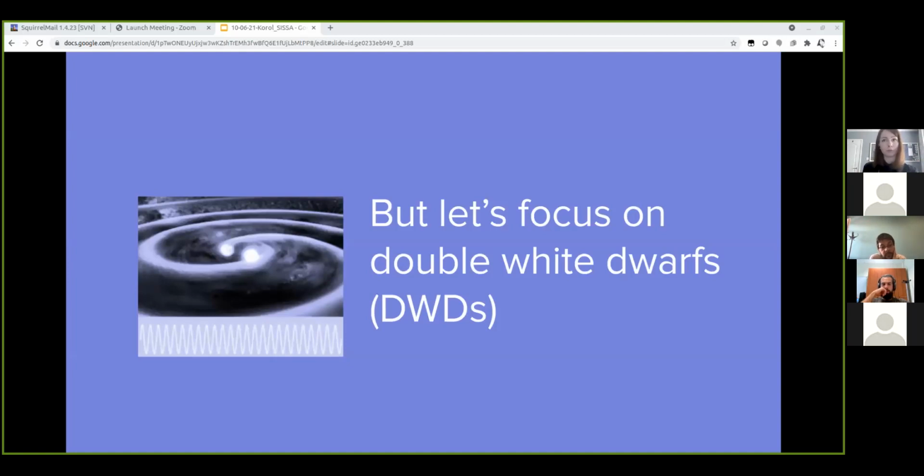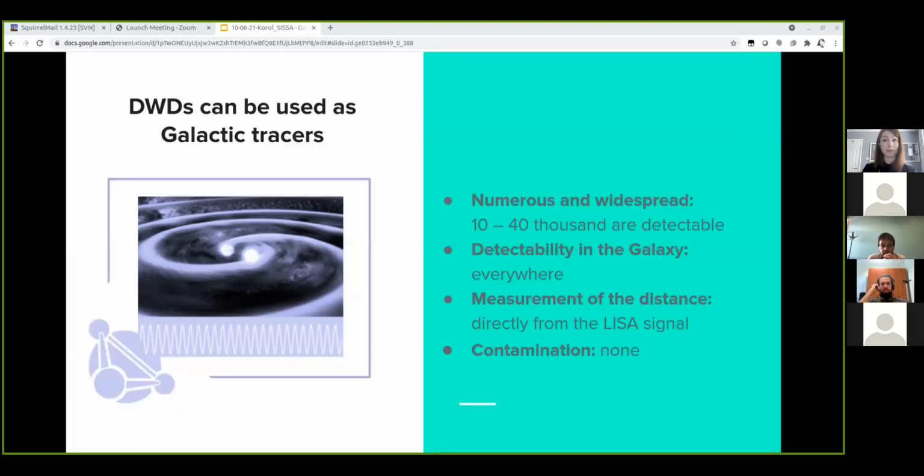Today I will focus only on the binaries composed of two white dwarfs that I will indicate throughout the slides as DWDs. And I work on these binaries because among the other LISA detectable binaries, we can use them as galactic tracers. And this is because they are numerous and widespread. We can detect them everywhere in the galaxy. For many, we will be able to measure distance directly from gravitational wave signals.